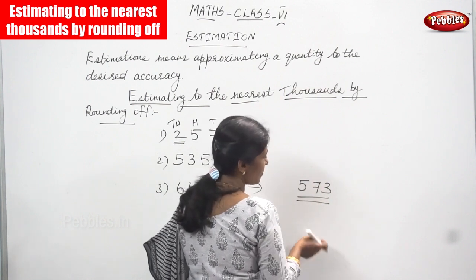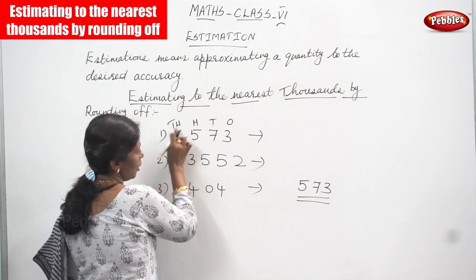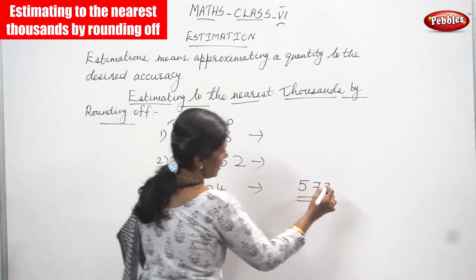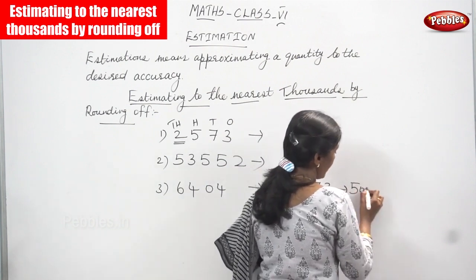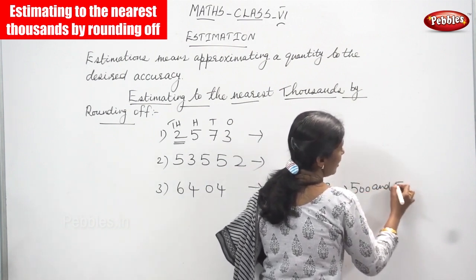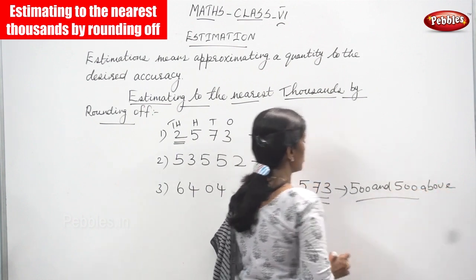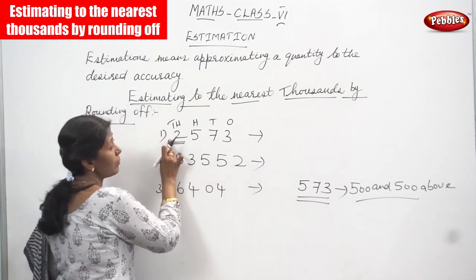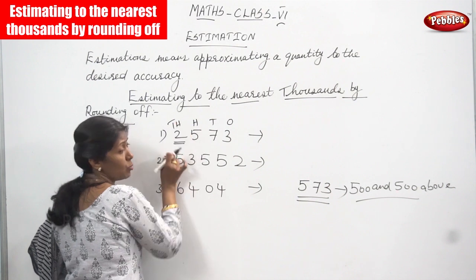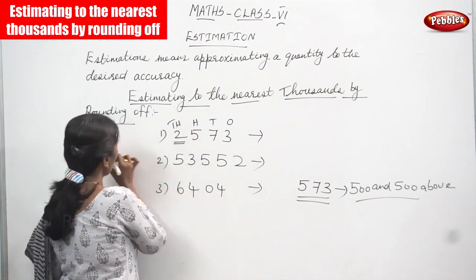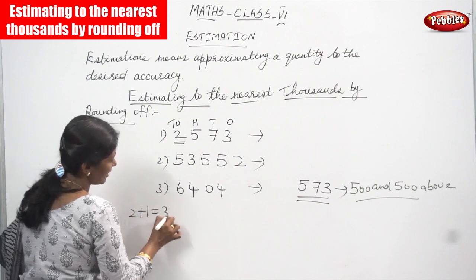If it is 500 or above, what are you going to do? You have to add 1 to the 1000 place. 573 is the number given in the question, so it is 500 and above. You have to add 1 to the 1000 place number. In the 1000 place the number is 2, so 2 plus 1 gives you 3.